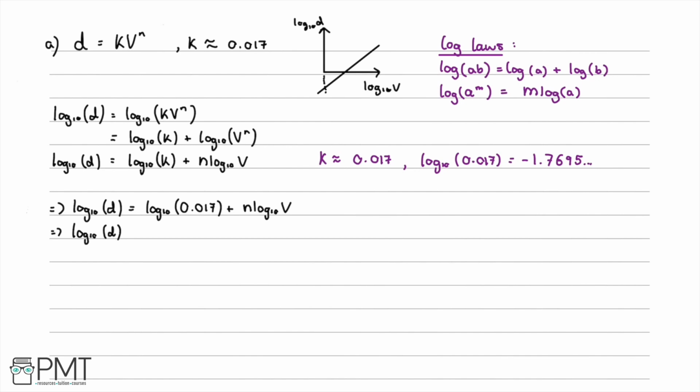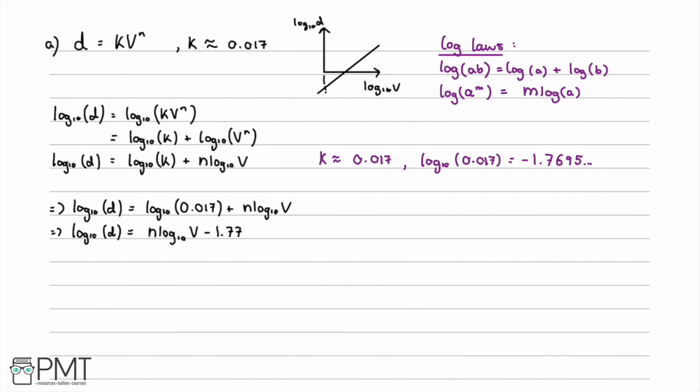Rounding that to 2 decimal places, we can say that log base 10 of d is equal to n log base 10 of v, and then we take away 1.77, where our negative 1.77 comes from here.